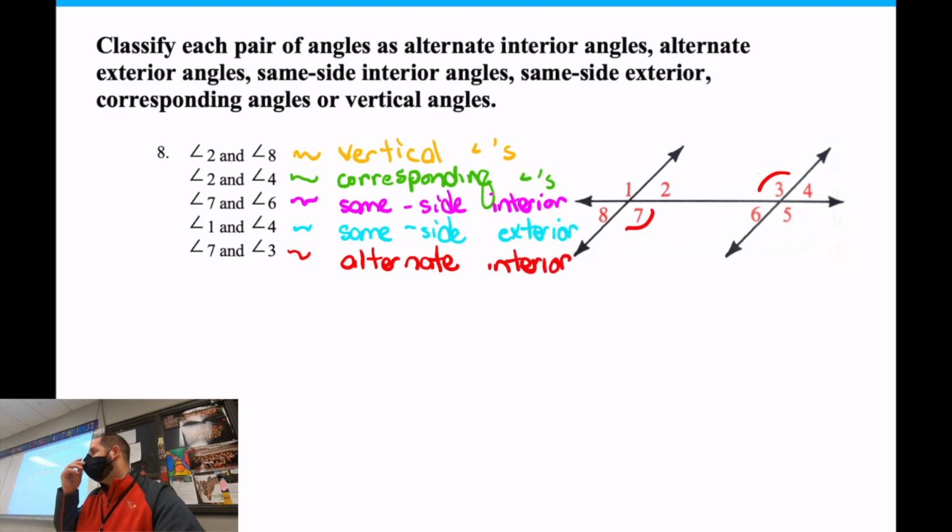So you got to look for the 2 parallel lines. So you know that's interior. They're squeezed inside the sandwich. Then you just got to see if it's on the same side of the transversal or alternate.